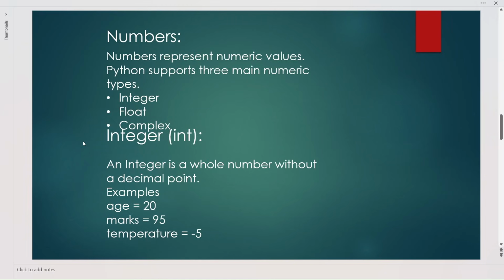Then numbers. Python has three main types of numbers: integer, float, and complex. First we will discuss integers, which is represented as int. In int, an integer is a whole number without any decimal points. It will store all values, plus or minus, no matter. It will store all integer values.